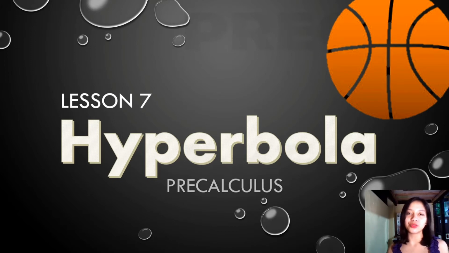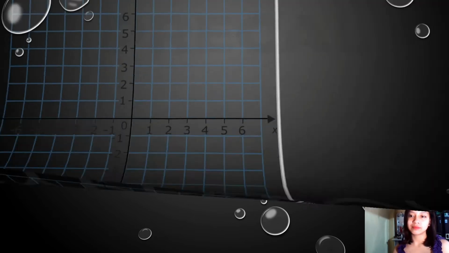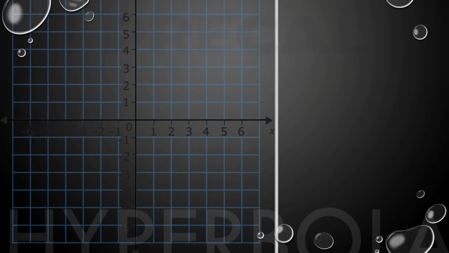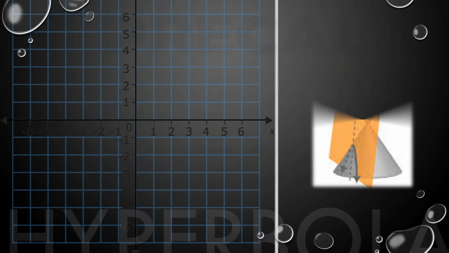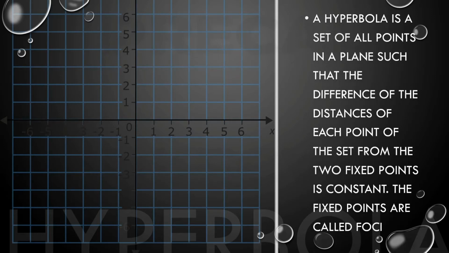At ang topic natin in this video is about hyperbola. Earlier in Lesson 1, Introduction to Conic Sections, we defined hyperbola as a curve formed when the cutting plane intersects a double-right circular cone perpendicular with the base, and also when the angle between the cutting plane and axis is less than the vertex angle. And here, we also defined it as a set of all points in a plane such that the difference of the distances of each point of the set from the two fixed points is constant. The fixed points are called foci.